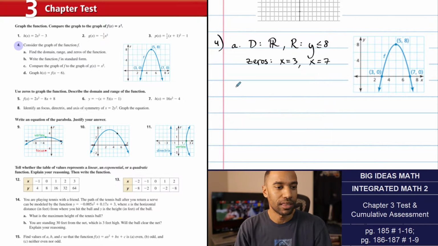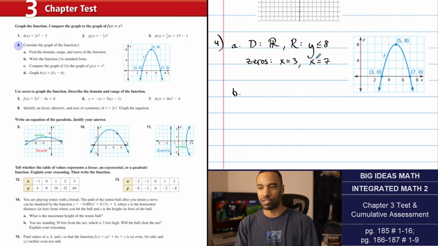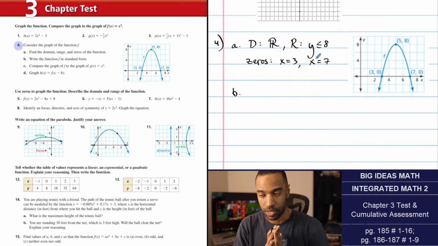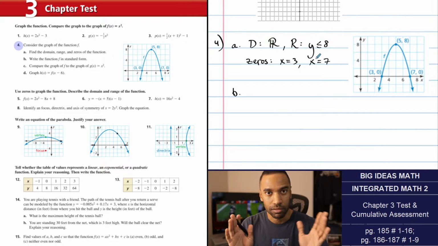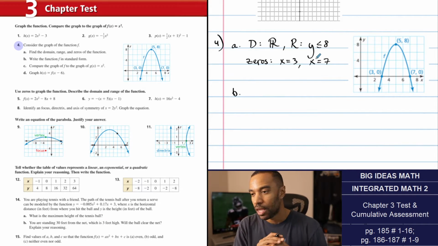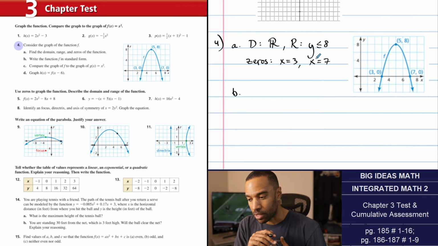B, here it is. Write the function f in standard form. It's interesting that they bring up standard form for this, given that we're going to have to come up with it in vertex form first. That's not necessarily always true, but it's a way that I'd recommend, because we're not going to use a system of equations format for this.